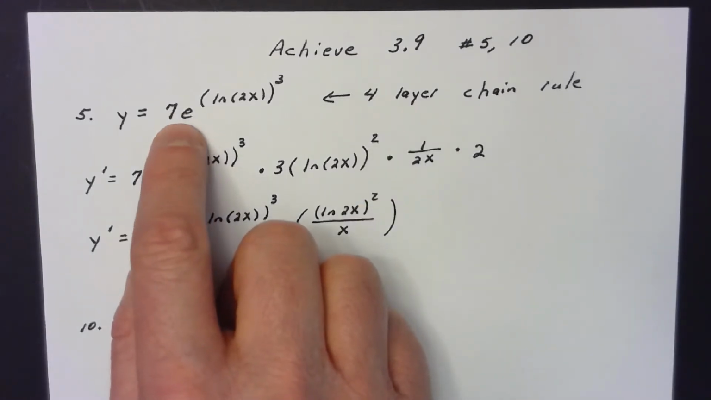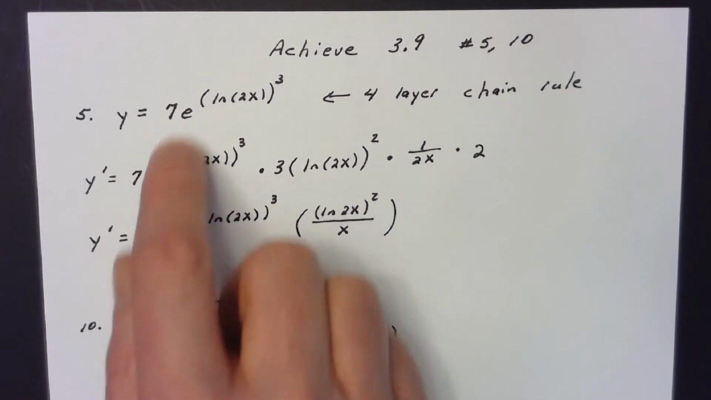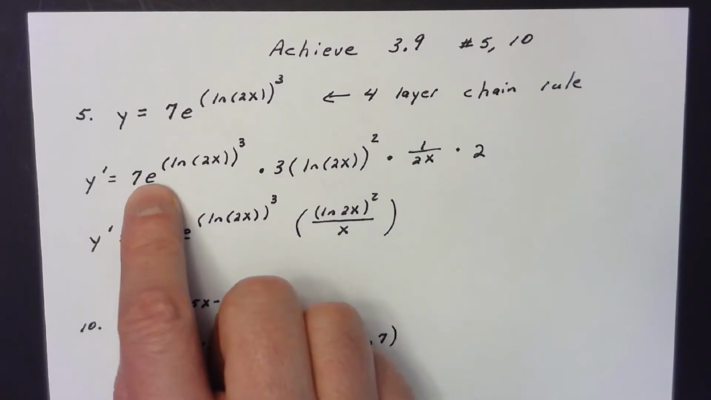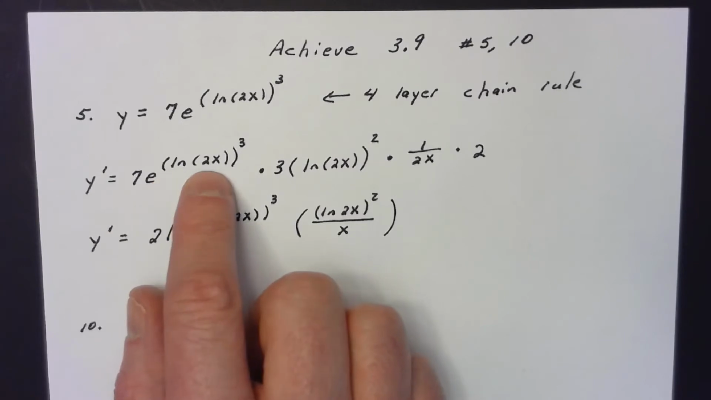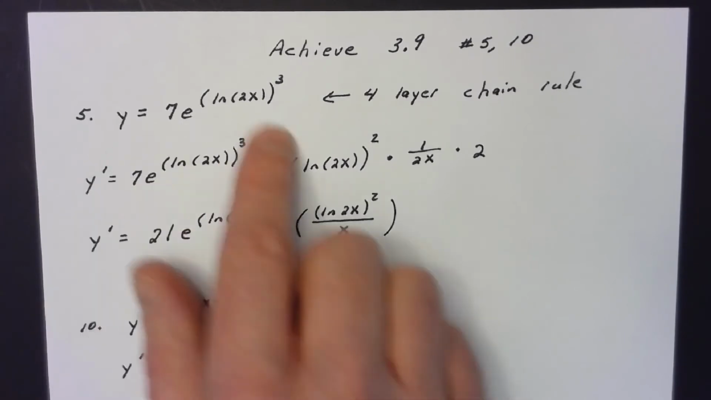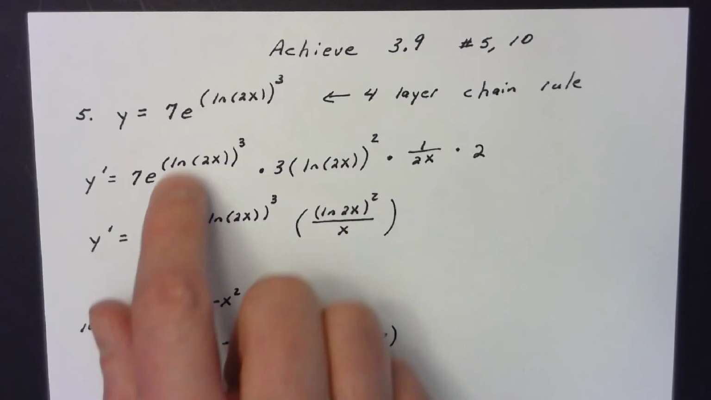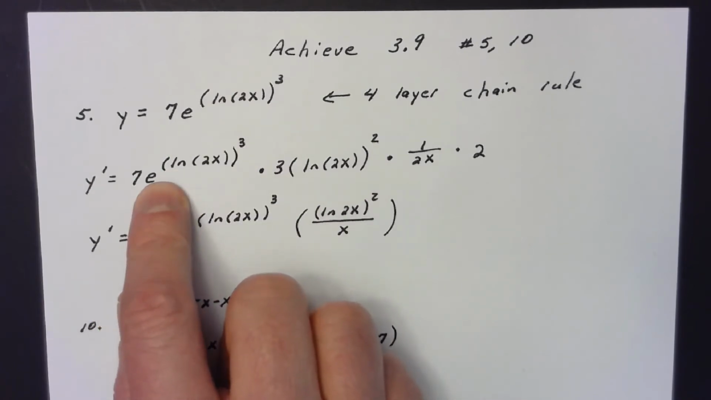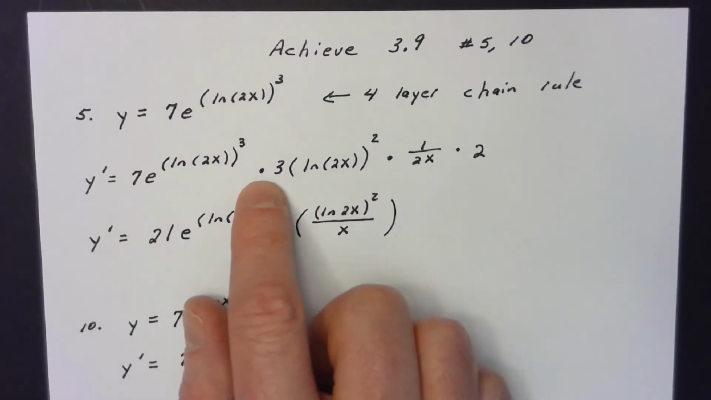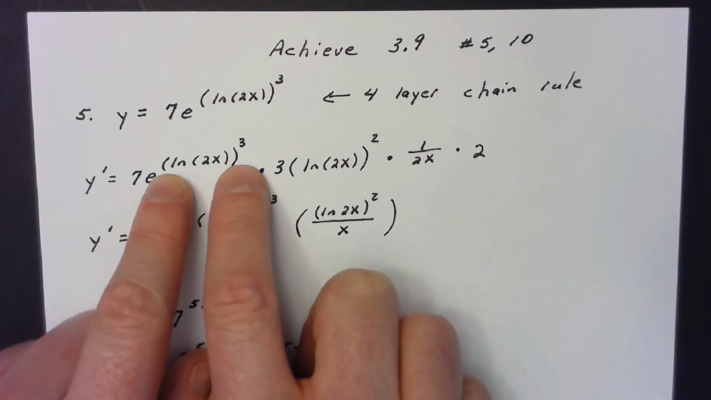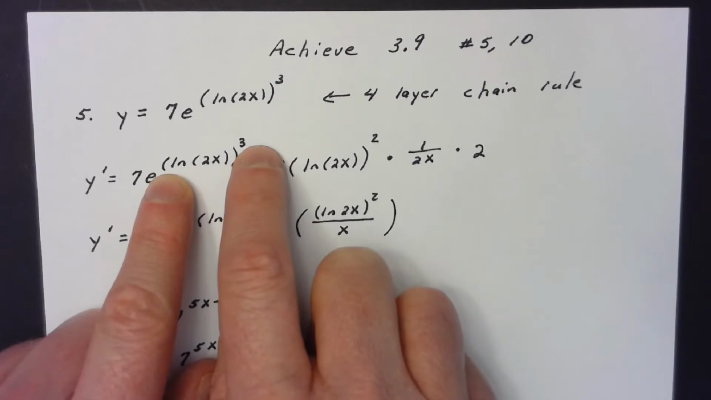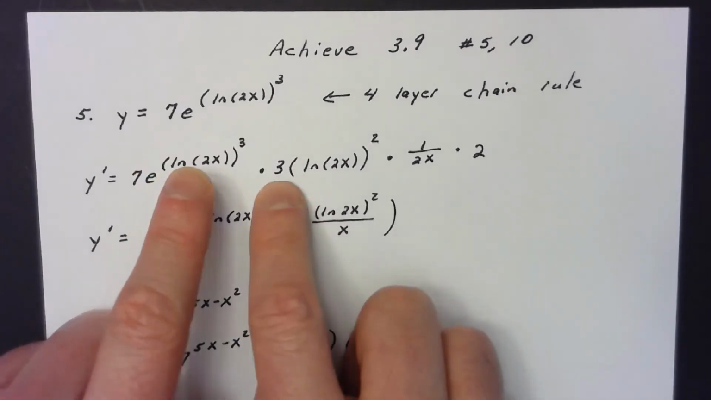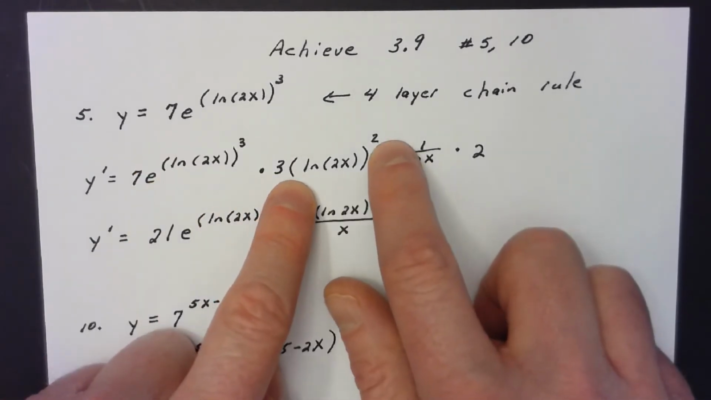We know the derivative of any exponential function is simply that exponential function. So I have 7e to the natural log of 2x quantity cubed, just rewriting the original problem. Derivative of that exponential function is that exponential function now times the derivative of its exponent. But its exponent's a group to a power. So anytime you have that, you have to use the power rule. 3 comes down in front times the group to the second power.